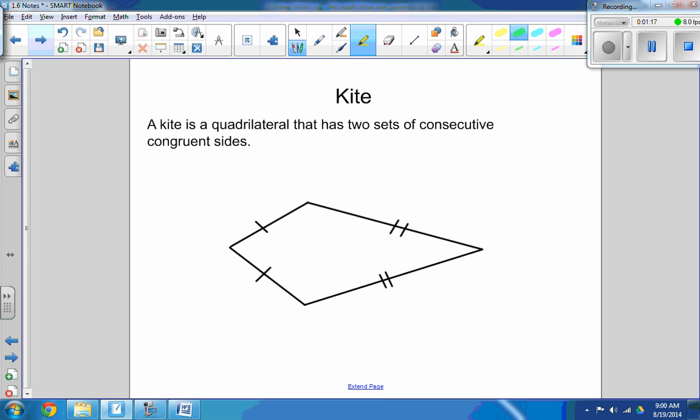A kite. A kite is a quadrilateral that has 2 sets of consecutive congruent sides. So just like the kites that you fly, it looks very similar. These sides are congruent. These sides are congruent. And you notice the tick marks indicate the sides are congruent. So a single tick mark indicating these, 2 tick marks indicating those 2 sides are congruent.